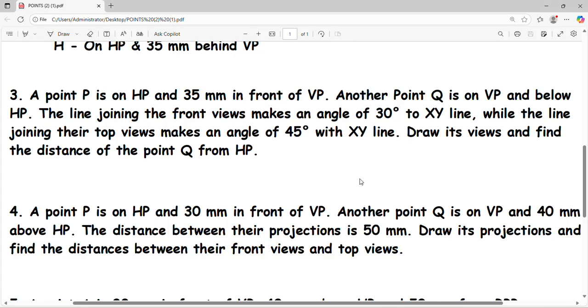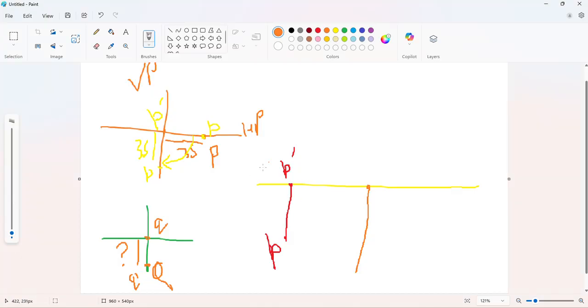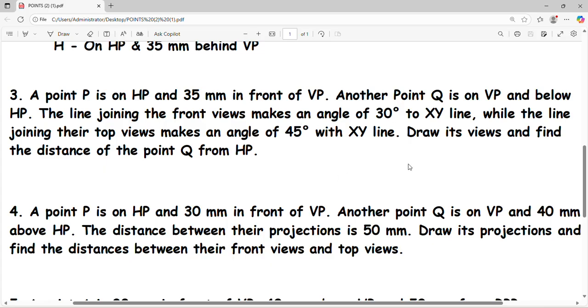Now moving forward, you can see the line joining the front views makes an angle of 30° to the XY line. Here we have the front view of point P. Here this point is Q, top view of point Q, and the front view is below this XY line, but at what distance is not given. So the line joining P dash and Q dash, the front views, makes an angle of 30° with the XY line.